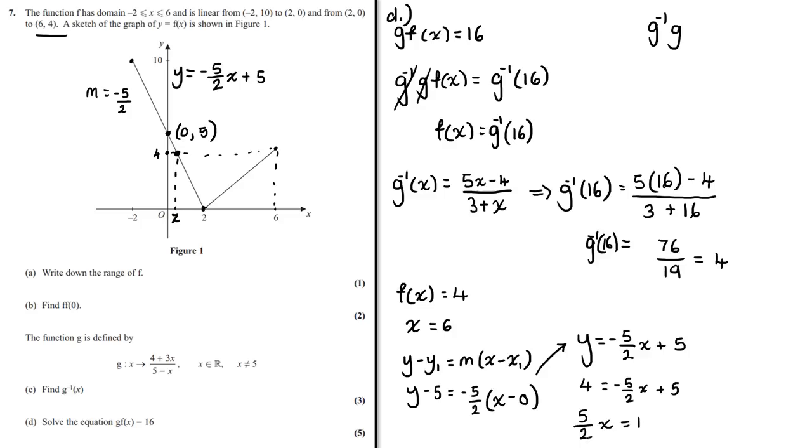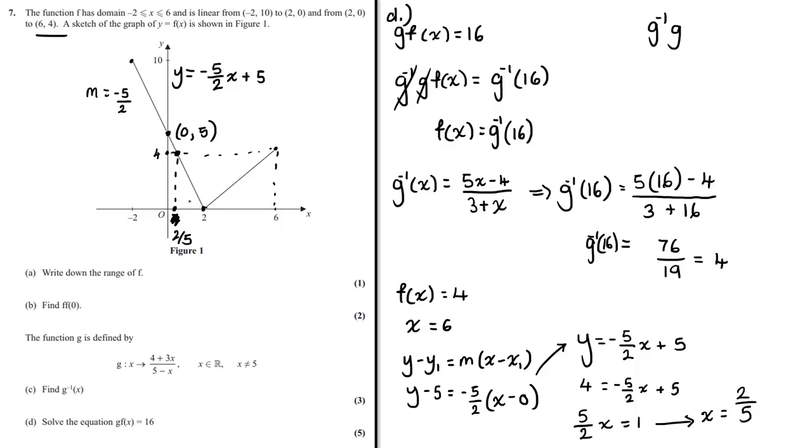I then times through by 2, and I get 5x equals 2, and we divide by 5. Or you could just divide through by 5 over 2 here. 1 divided by 5 over 2 gives you 2/5. So therefore, x is equal to 2 over 5. So we know this point here, z, the x-coordinate of that is 2 over 5. So we get rid of that. That's 2 over 5 at that point there.